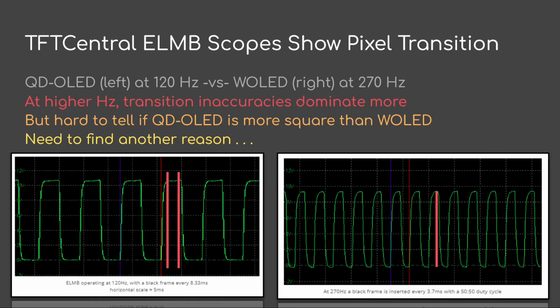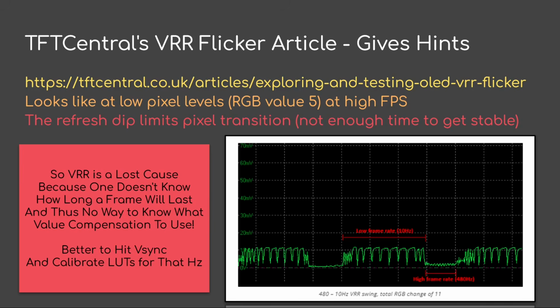Both of these should be doing a square wave if they were completely accurate. Now, it's very hard to tell if the QD-OLED is more square than the WOLED because of the change of frame rate, but it doesn't look like it's significantly different. So we'll have to find another reason for why we're having these problems that don't affect QD-OLED as much as they affect the WOLEDs. TFT Central's VRR flicker article gives some more hints.